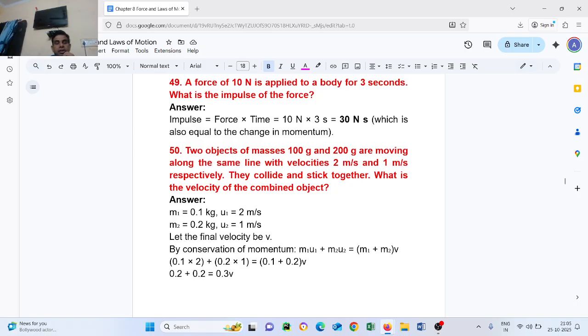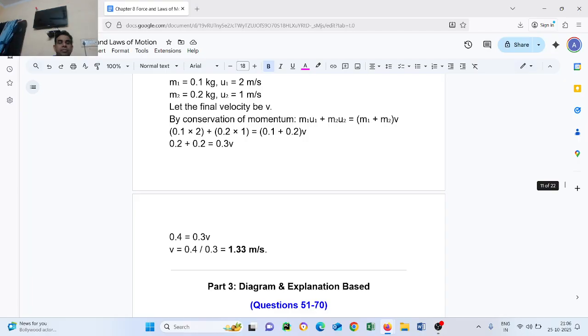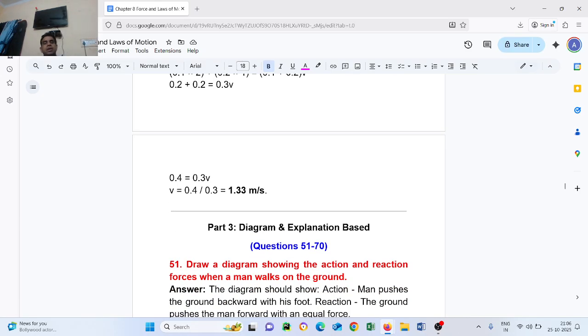Answer: m1 is 0.1 kg, u1 equal to 2 meter per second, m2 equal to 0.2 kg, u2 equal to 1 meter per second. Let the final velocity be v. By conservation of momentum, m1 u1 plus m2 u2 equal to (m1 plus m2) v. 0.1 multiplied by 2 plus 0.2 multiplied by 1 equal to (0.1 plus 0.2) v, so 0.2 plus 0.2 equal to 0.3 v, so 0.4 equal to 0.3 v, v equal to 1.33 meter per second.